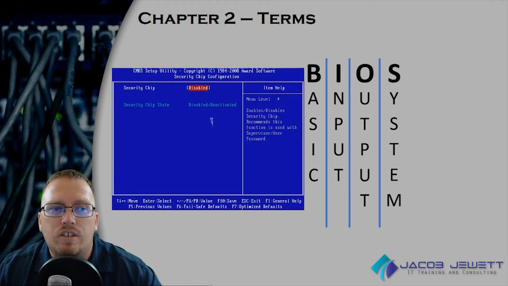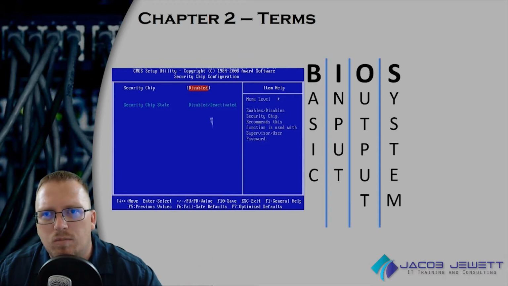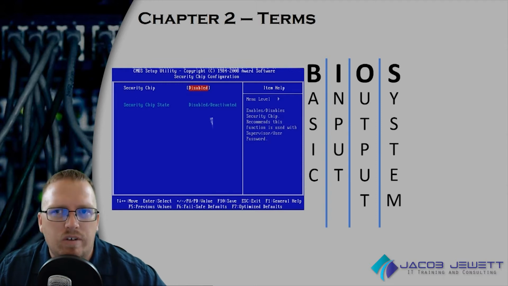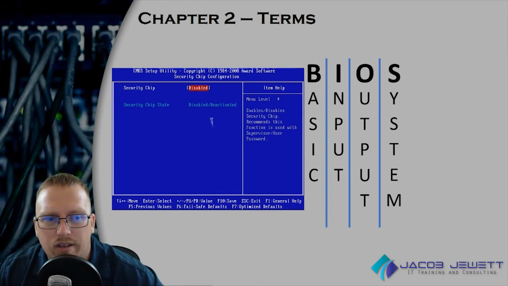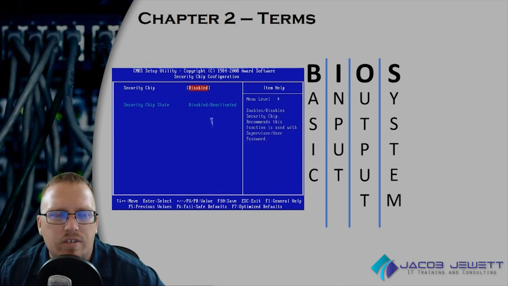Next, we've got security chip configuration. If you have a TPM chip, this is where you'll set that up in the older BIOS. Security in the older BIOS systems is very flimsy and not very good, and I'll show you why in a second. But again, it's not the best, so I would stay away from trying to set any kind of security in the BIOS. It's generally useless.